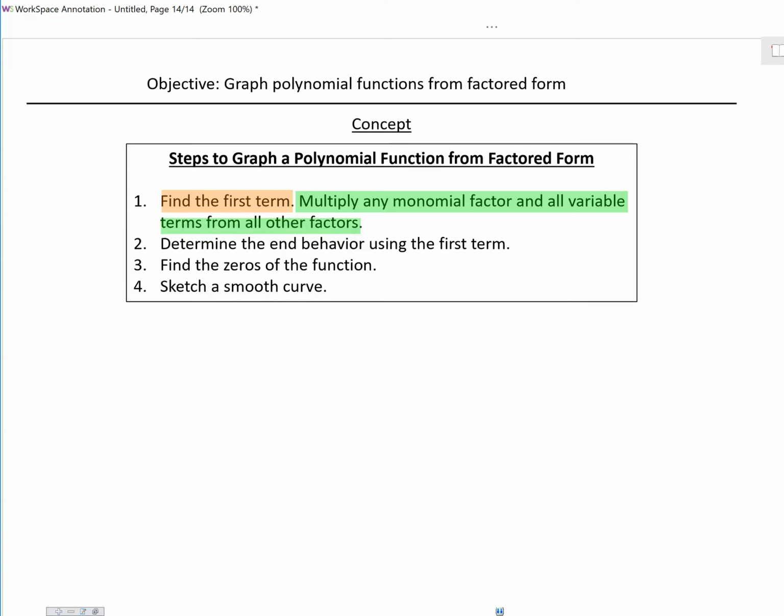So what we're looking at here then is, we're going to determine our end behavior using that first term. So if it's an even degree or an odd degree, and if it's a negative or a positive coefficient. Then we are going to find the zeros of the function, and technically we could do that first, quite honestly, but we'll need to know what our zeros are and whether there's any multiplicity with repeated factors, and then we'll sketch a smooth curve. So you might want to add into your notes here, include multiplicity.